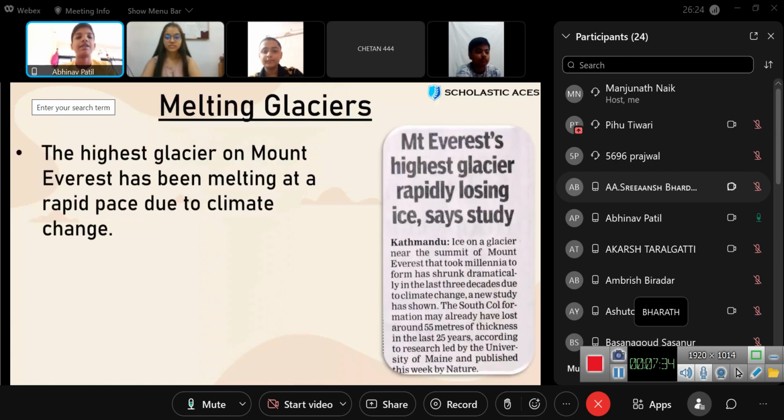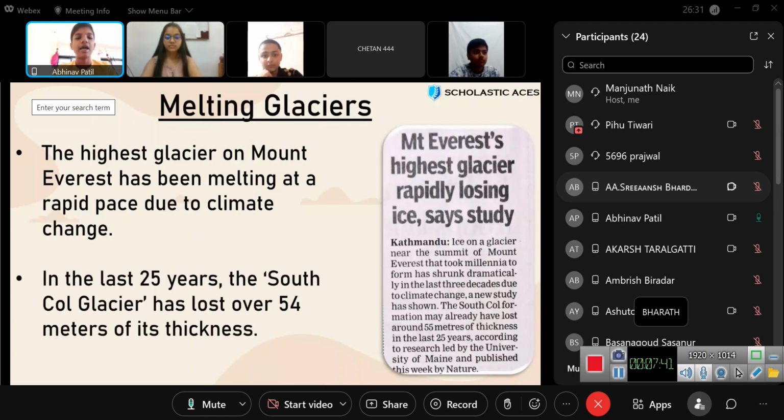Melting glaciers. The highest glacier on Mount Everest has been melting at a rapid pace due to climate change. In the last 25 years, South Col Glacier has lost over 54 meters of its thickness. The image you see on the right was an article published in the Times of India newspaper.